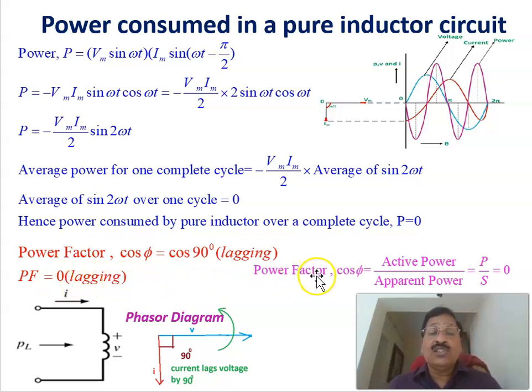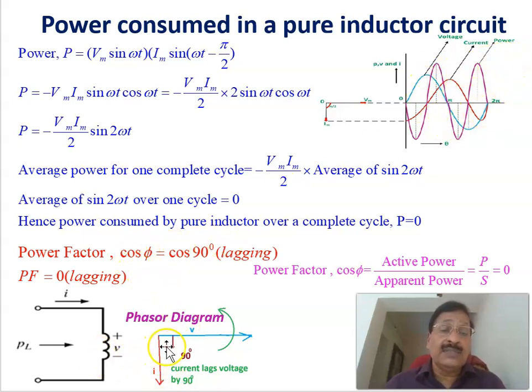Another way of defining the power factor is the ratio of the active power to the apparent power. Active power is equal to 0. In a pure inductive circuit there is no active power. Therefore, the power factor, P by S, active power divided by apparent power, is again equal to 0. Therefore, the power factor of a purely inductive circuit is equal to 0.